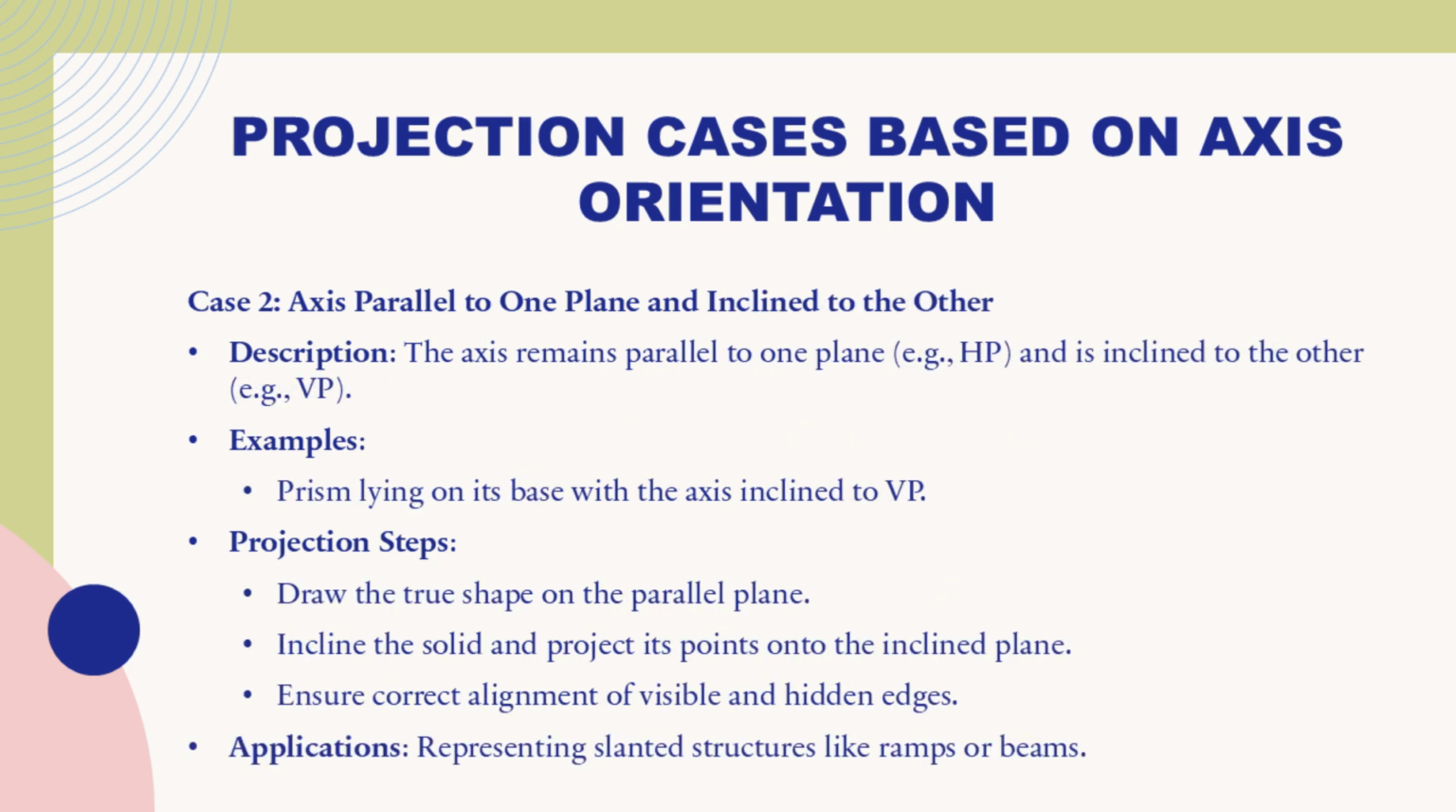Now we'll explore solids with an axis parallel to one plane, but inclined to another. Picture a prism lying on its base, with its axis inclined to the vertical plane. The key is to draw the true shape on the parallel plane and then project its points onto the inclined plane. Careful attention must be paid to the alignment of visible and hidden edges. This technique is especially useful for representing slanted structures like ramps or beams.